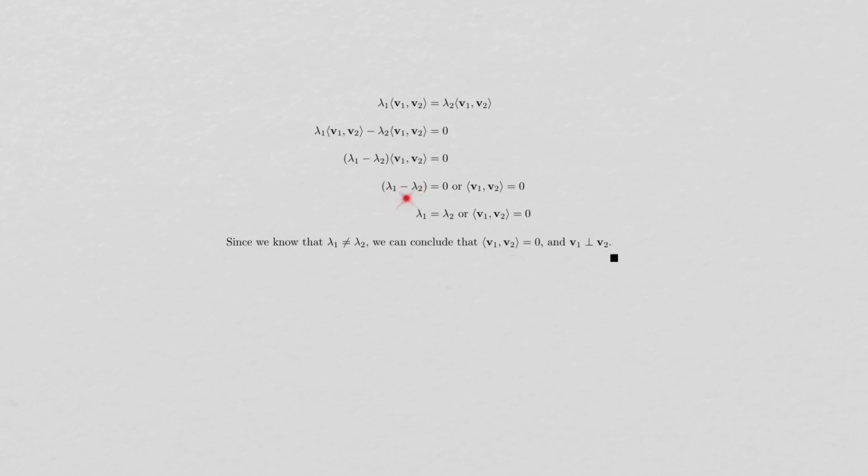That means either lambda 1 minus lambda 2 is 0, or the inner product is 0. Well, if lambda 1 minus lambda 2 is 0, that means lambda 1 equals lambda 2. But we know that's not true. Remember, lambda 1 and lambda 2 are distinct, so this can't be true. That means the inner product has to be 0. And what does that mean? That means V1 is orthogonal to V2, which proves the theorem.